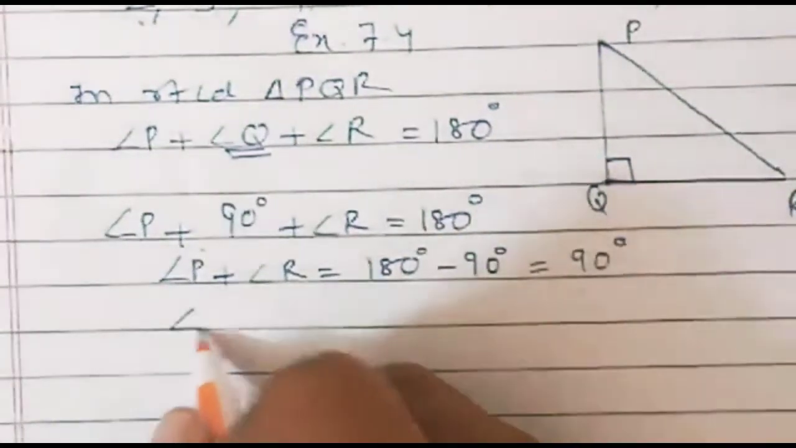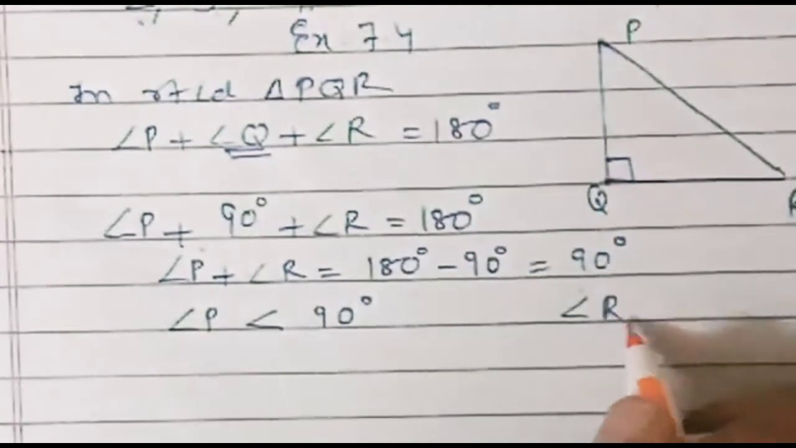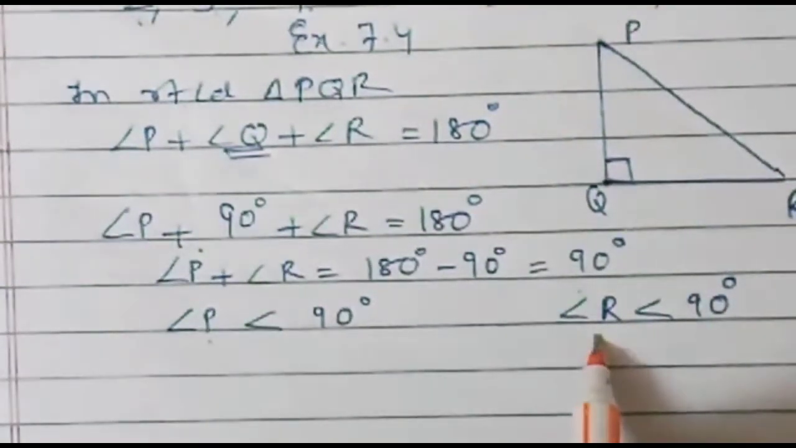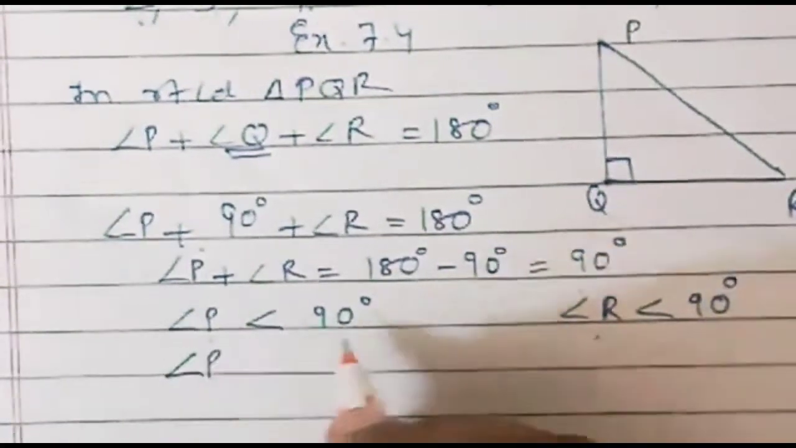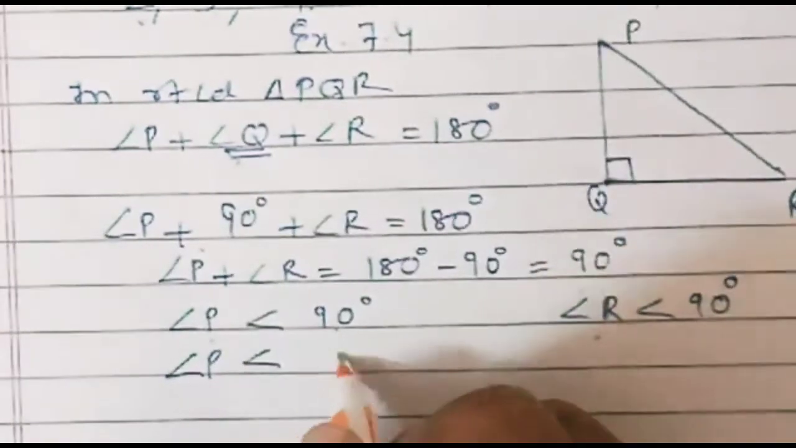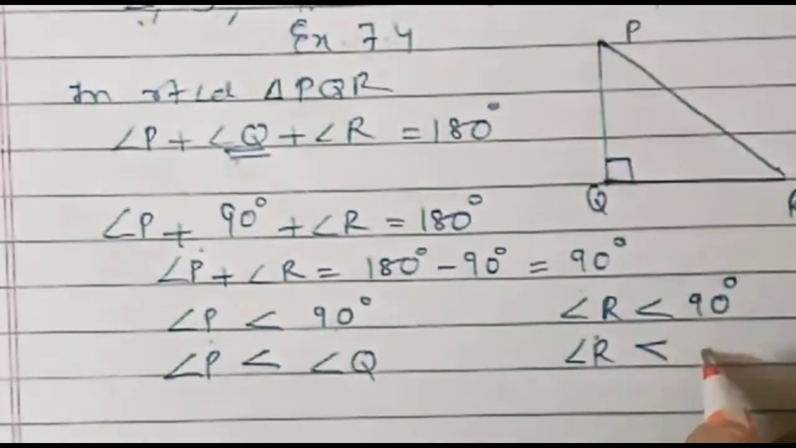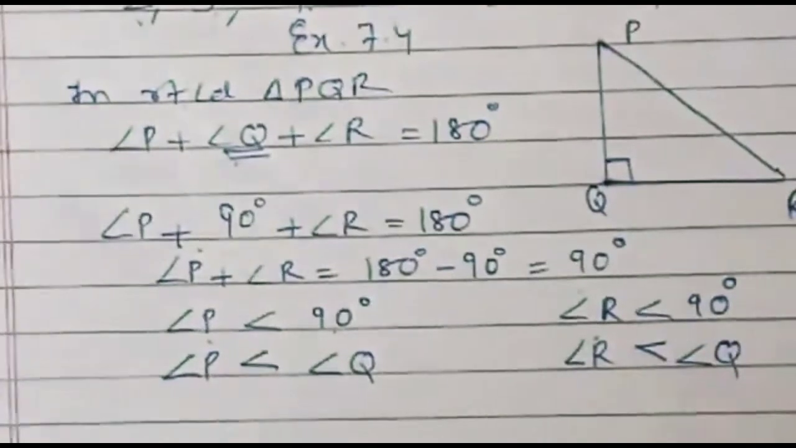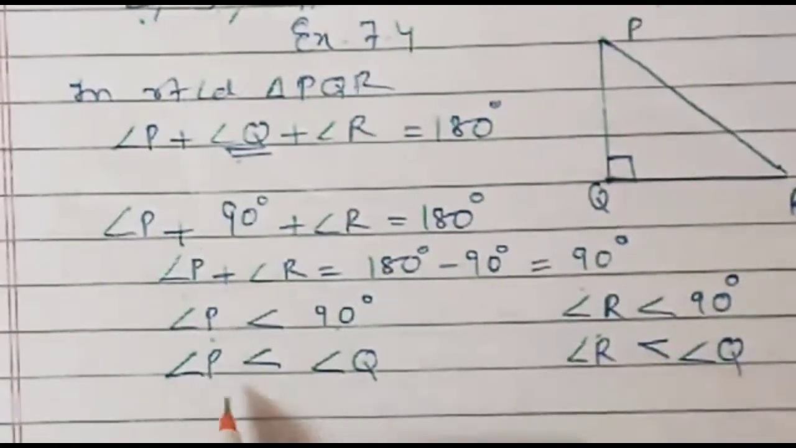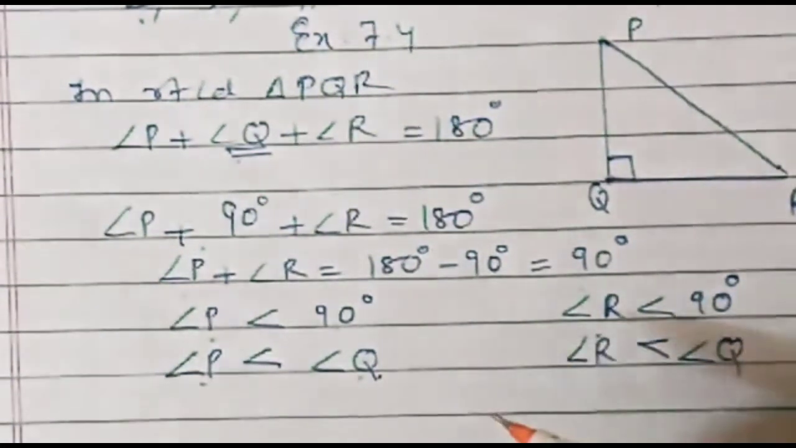So this shows that angle P will be lesser than 90 degree, as well as angle R also will be lesser than 90 degree. That means these both angles are acute angles. So thus I can also write, in place of 90 degree I can replace it by angle Q. So angle P is lesser than the measure of angle Q, and similarly angle R will be lesser than the measurement of angle Q. So according to the theorem number 7.7, we have already learned, if two angles are unequal, then the opposite sides also will be unequal in the same way.